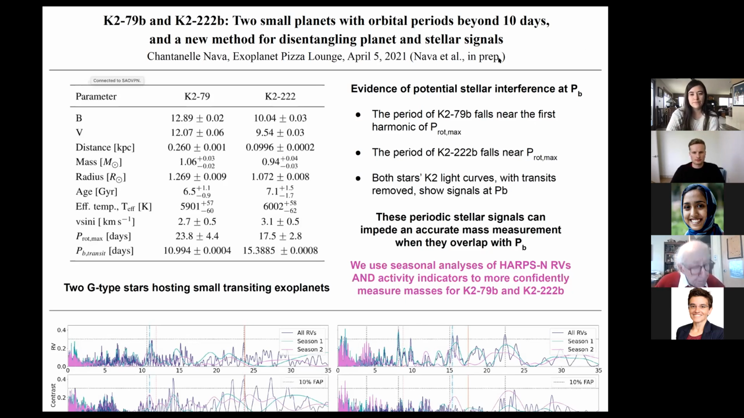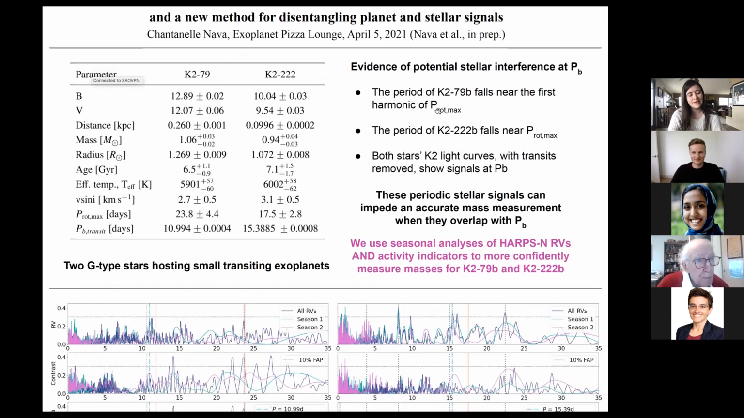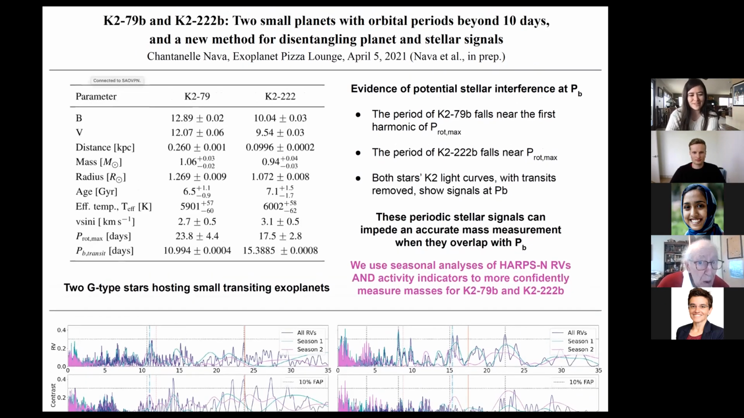And as it turns out, we've actually had this HARPS North data for these two targets for quite a while now, but the data was not looking like the most fun to work with. And I can tell you from experience that it's fun, but it's also not fun to work with. So some of the reasons for that is that we saw this early on in the light curves, evidence of potential stellar interference right at the orbital period of the planet. And this is true for both K2-79 and K2-222.